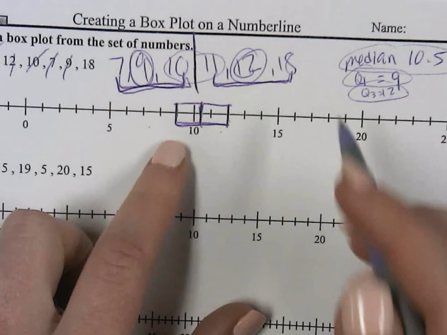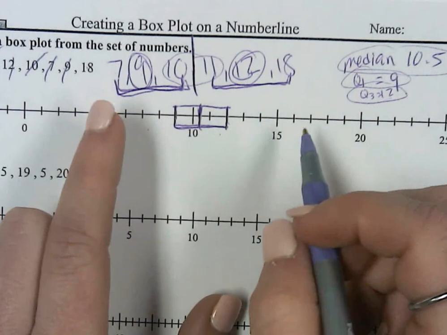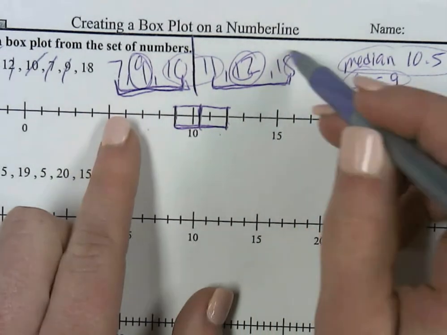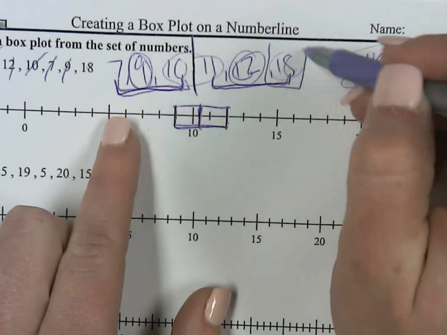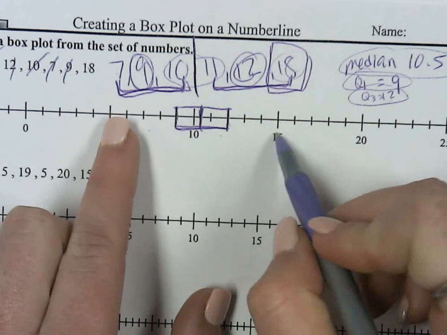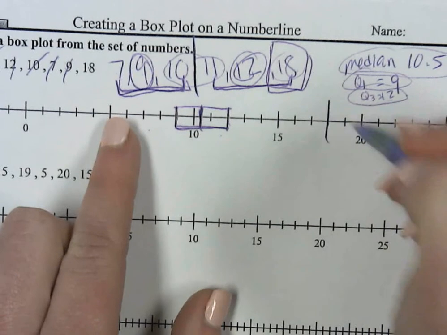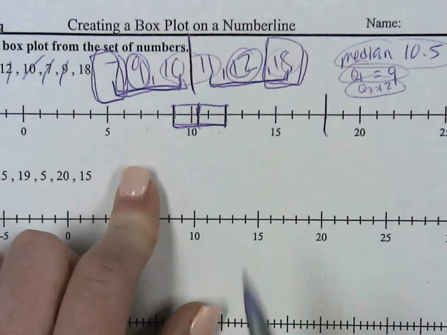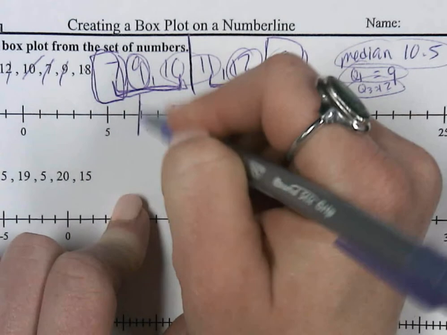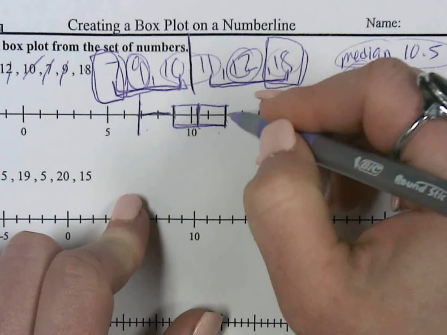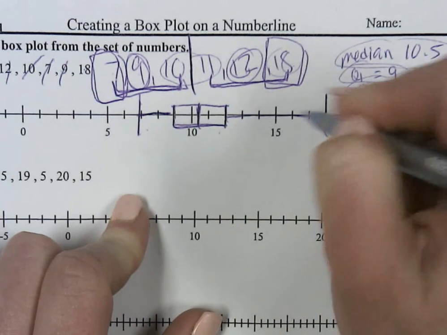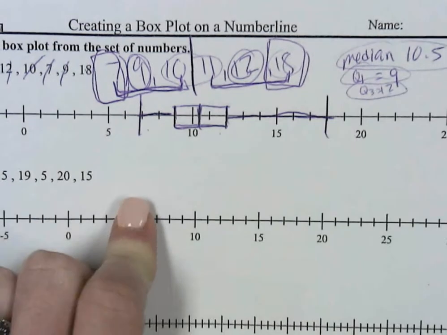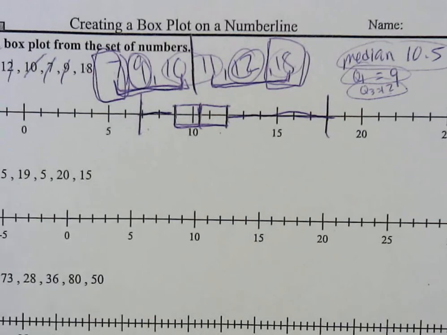Now the whiskers, remember, that was your biggest and your smallest number. So our greatest number in this set was 18. Where's 18? Right here. So there's our end. Our smallest number of this set was 7. So 5, 6, 7 is right here. And then we're just going to connect those greatest and least numbers with our whiskers. So there's our box and whisker plot. So we're going to find the quartiles and then place them and make it look like a box and whisker plot. So let's do another one.